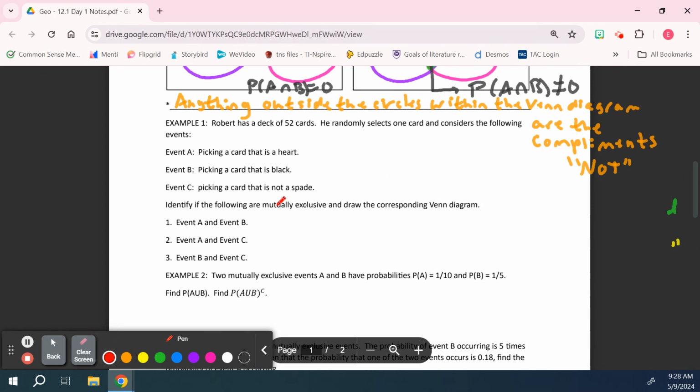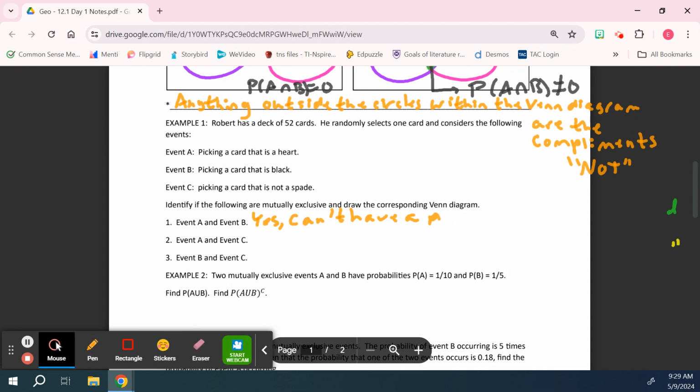So we're looking at the probability of event A and B. So A is picking a heart, B is picking a card that is black. If you're picking a heart, do we have black hearts in that? No, we don't. So in this case, are they mutually exclusive? Yes. Can't have a black heart.